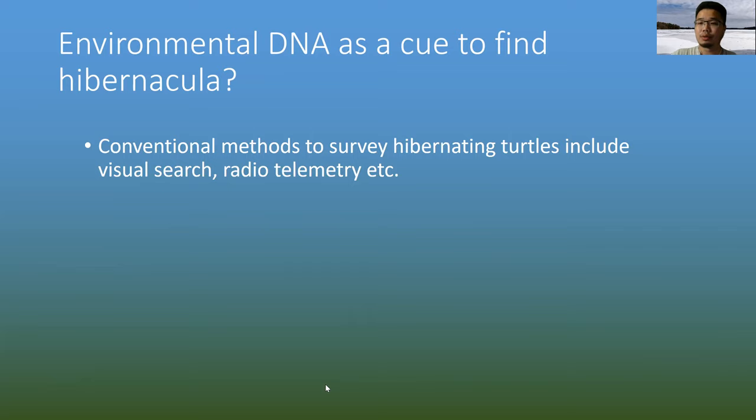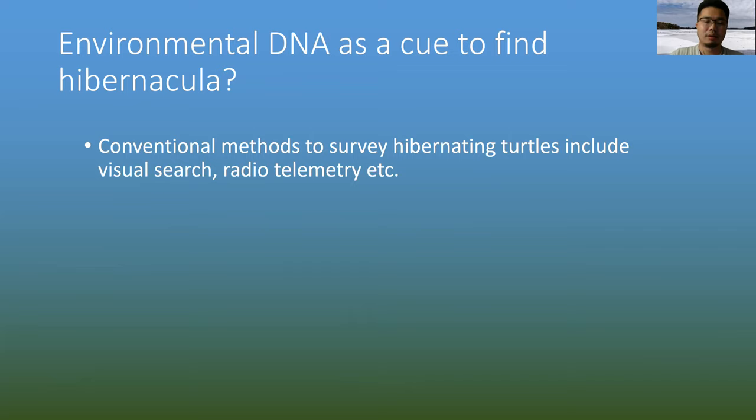As you can already imagine, they're pretty costly, and they require professional individuals. They require a lot of preparation work in the summertime, and also they might actually create pressure on the turtles. So you might make turtles uncomfortable because you put things on their carapace. Even though the radio tags are typically pretty small, you still can create potential stress to the turtles. Okay, so then let's think about something else.